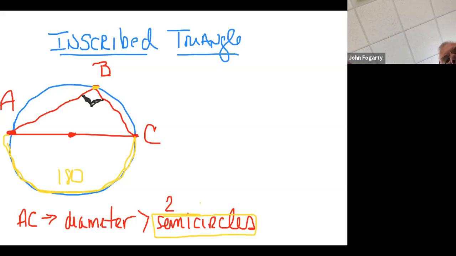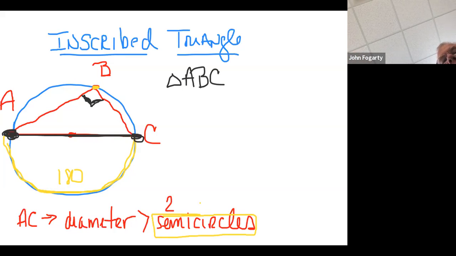If you have an inscribed triangle, triangle ABC is inscribed, right? If you have an inscribed triangle, and it intercepts a diameter, then that triangle is going to be right. All righty? Now watch what happens.